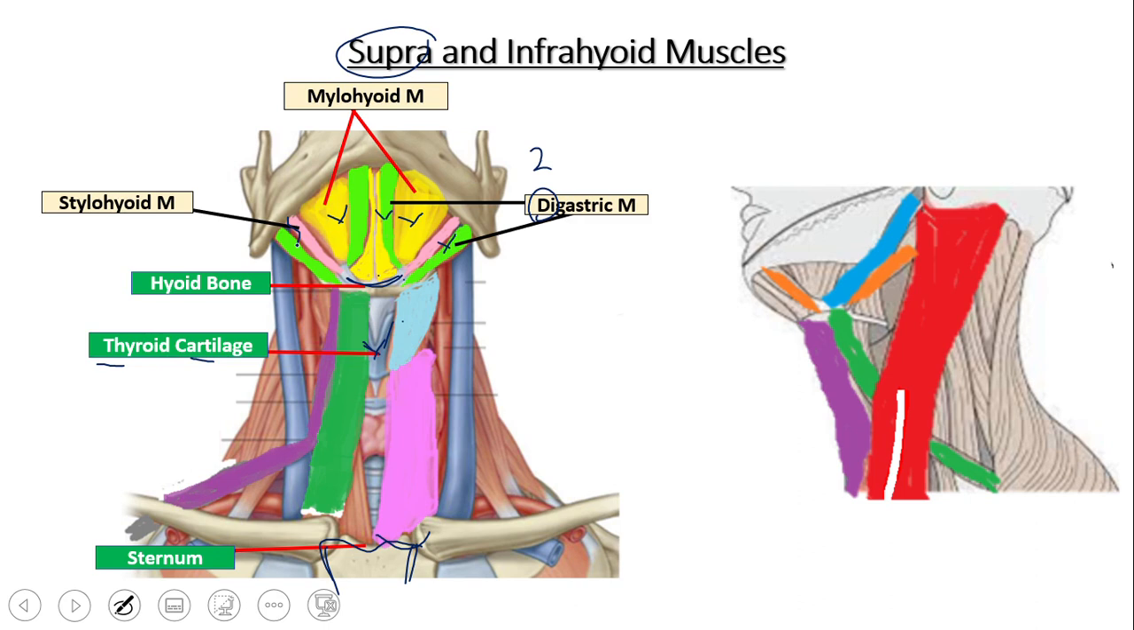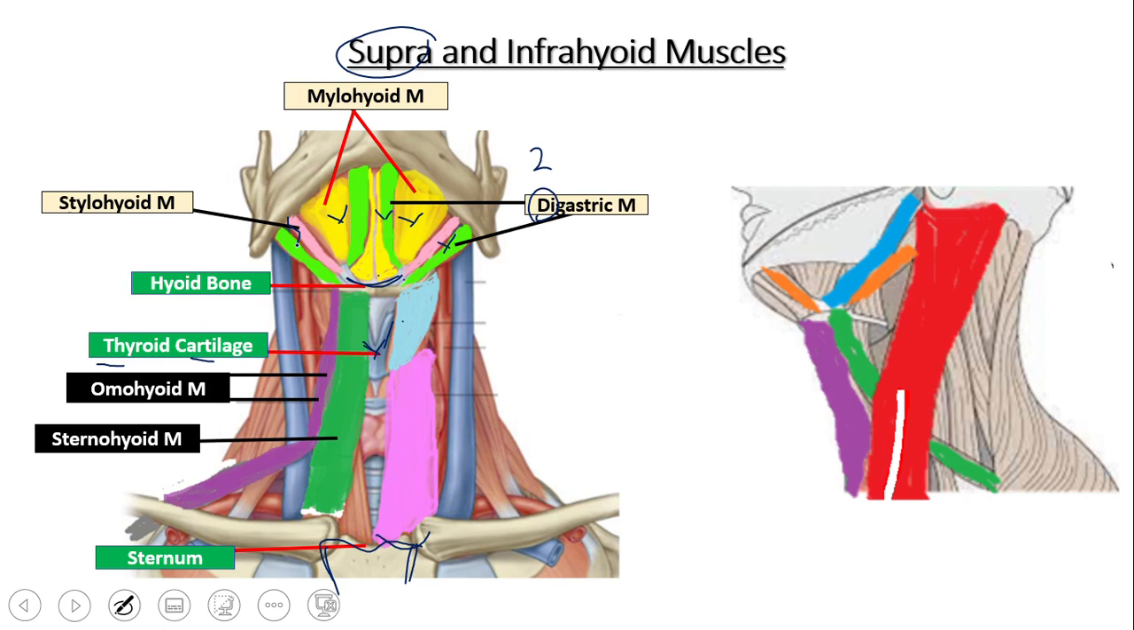The infrahyoid muscles are four. We have two superficial and two deeper. The two superficial muscles are omohyoid and sternohyoid. The omohyoid muscle comes from the scapula and then is attached distally here to the hyoid bone. Omo means scapula in Latin, so it comes from the omo region, which is the scapula. Hyoid means its distal attachment to the hyoid bone.